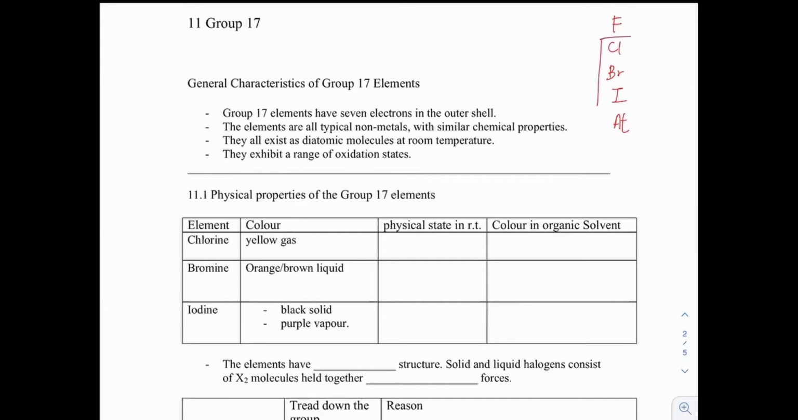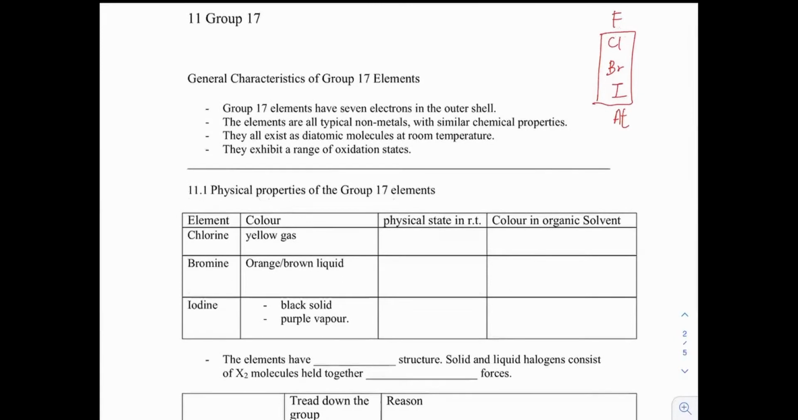But our syllabus only focuses on three of them, which are chlorine, bromine, and iodine. Why don't we focus on the others? Because their characteristics are a bit different from these three. You might need to take this down.